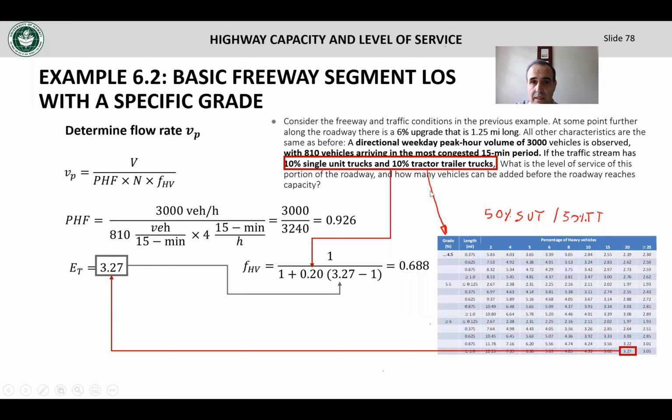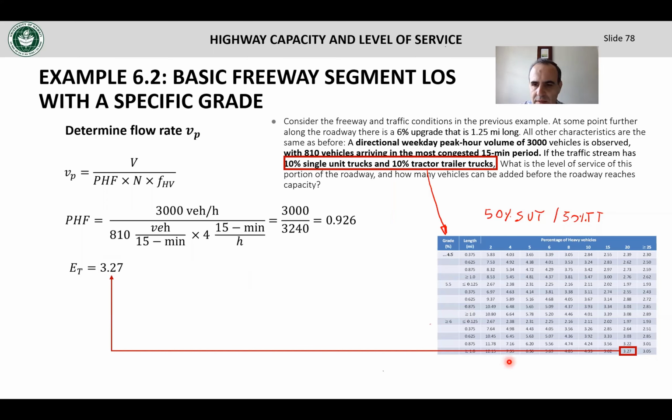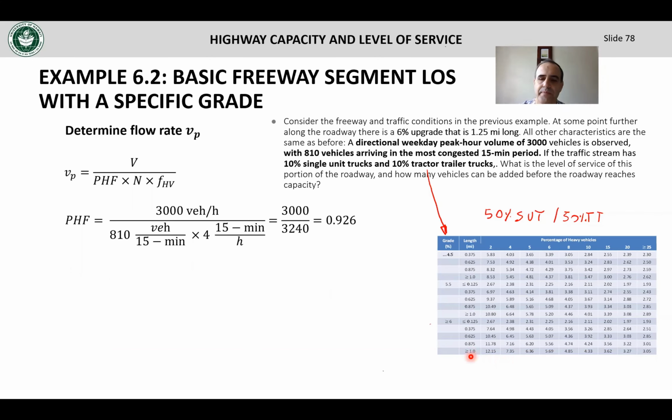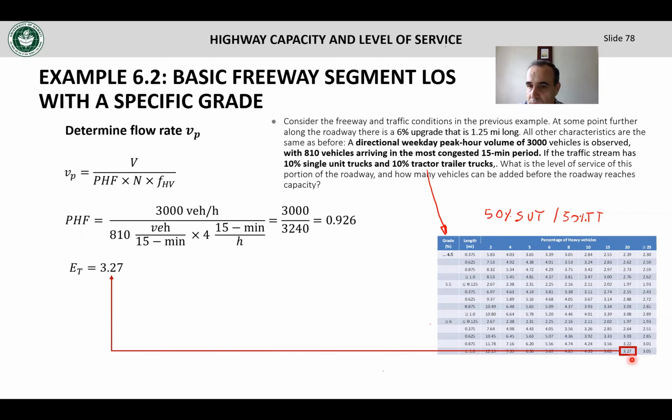And then we have to look at, okay, we have a 6% upgrade and it's 1.25 miles long. So that's why I picked 6% and a length of greater than 1. Unfortunately, I crossed it out there, but you see the last value is for a length that is greater than 1. If you look at the previous grade, you can see that it's greater or equal than 1. Okay, and that's why with 6%, greater than 1, and with 20% trucks, again coming from there, we come up with this value, which is going to be our value of passenger car equivalent for this problem, 3.27. So you can see it's significantly higher than the 2 that we used in the previous problem, and that's related to the terrain.